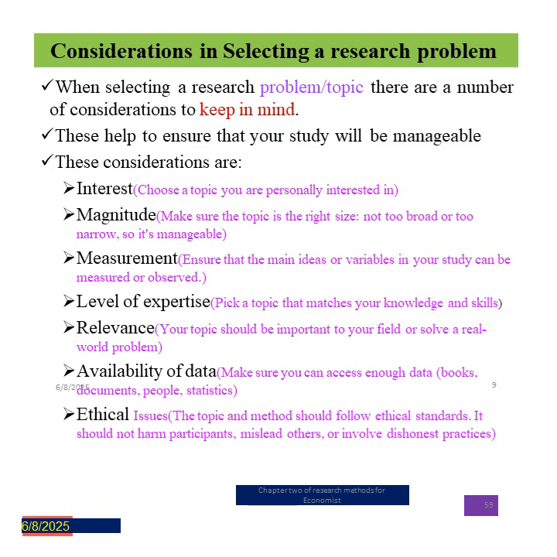So you have to consider these issues while selecting a research problem. The other consideration that you have to take into account in selecting a research problem is measurement. This is the main one. Ensure that the main idea or variables in your study can be measured, or observed, or rated, or counted. Otherwise, if you cannot measure that, it is not possible to conclude your research.